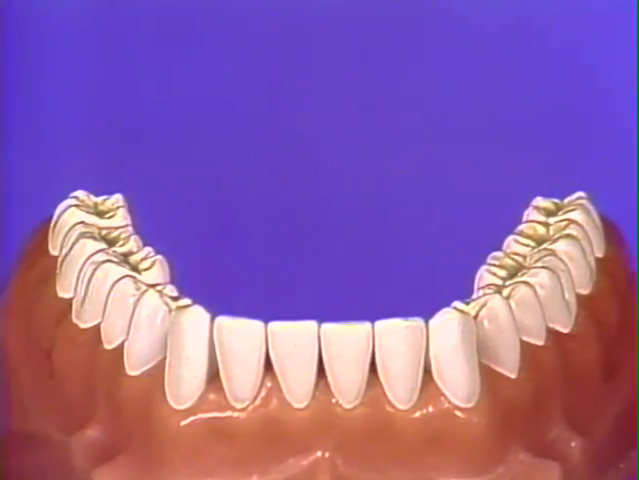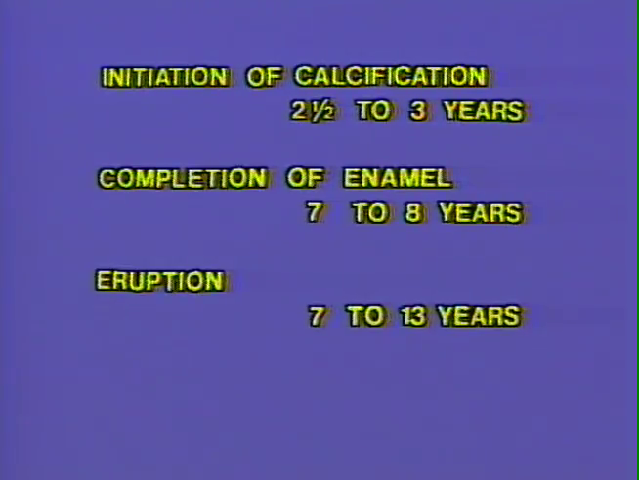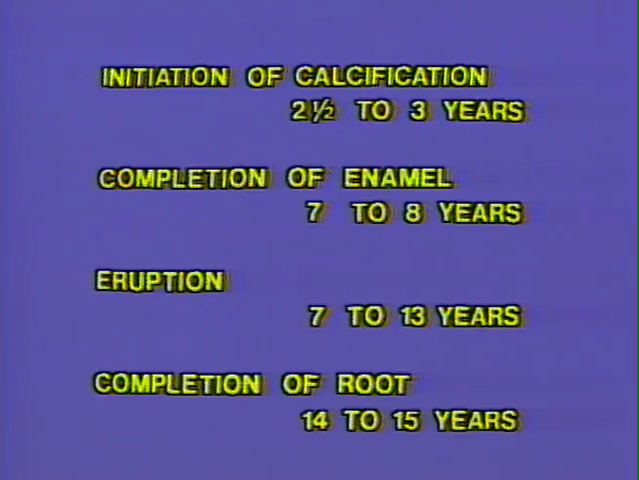The second molar contacts the mandibular first molar mesially and the mandibular third molar distally, if and when the third molar erupts. It is also known as the 12-year molar due to its time of eruption. The first evidence of calcification of these teeth is between 2.5 and 3 years. The enamel layer is completed between the 7th and 8th year, with eruption usually occurring between years 7 and 13. Root formation is completed between the 14th and 15th year.